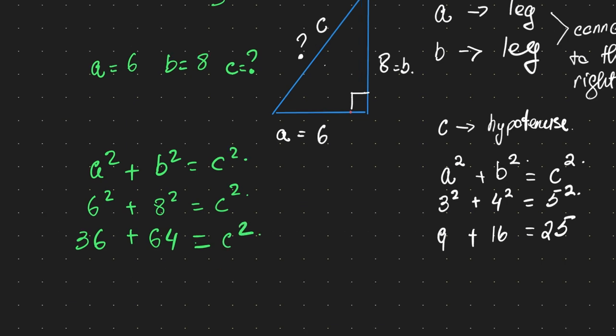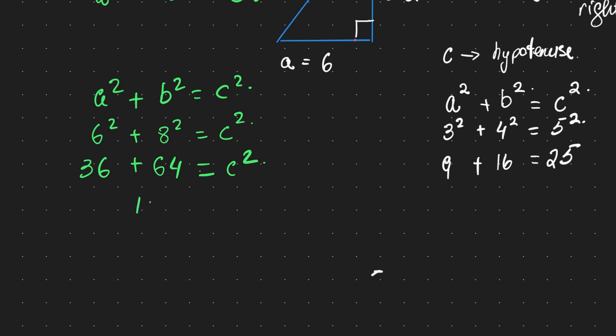Okay, what is 36 plus 64? That will be 100 equals c squared. Now remember, we need to get rid of that square. We found the area, but not the side length. But we know how to find the side length when something is squared, right? When a number is squared, we can find the side length by square rooting the number. So square root, both of them will be square rooted.